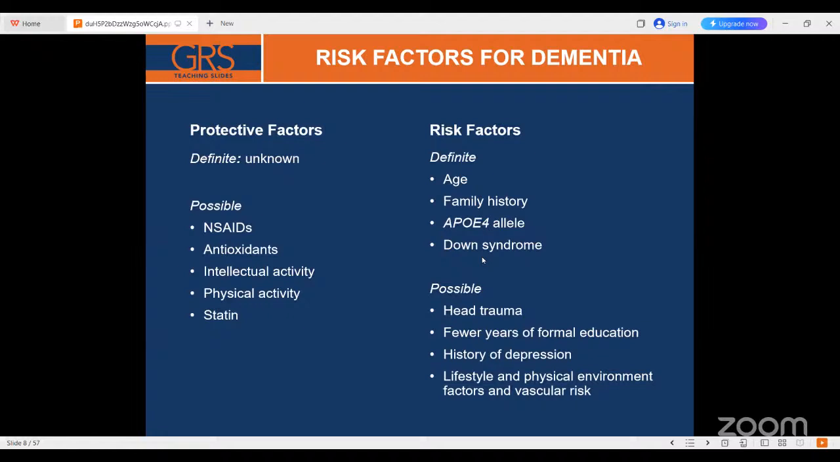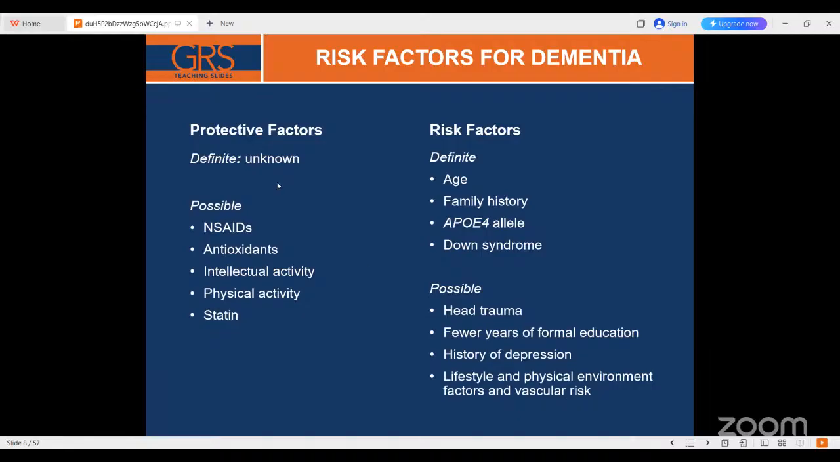There are possible causes like head trauma, fewer years of formal education, history of depression, lifestyle and physical environmental factors, and vascular risk. So, what are the protective factors?